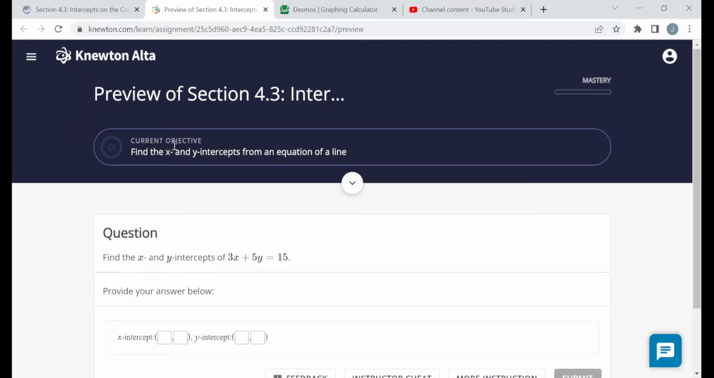Alright, so the first objective I'm looking at is find the x and y intercepts from an equation of a line. Now I have brought these words up, x-intercept and y-intercept, in section 4.2's assignment, but we weren't actually introduced to that concept yet in 4.2. But here it is, x-intercepts and y-intercepts.